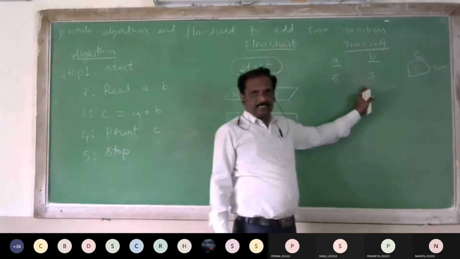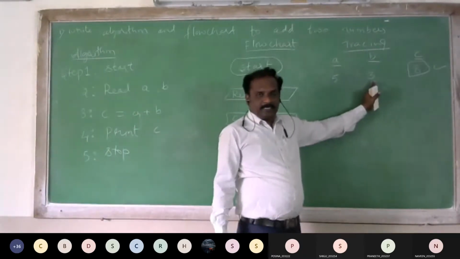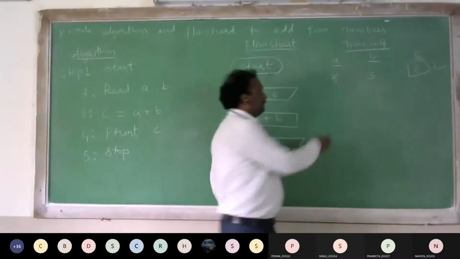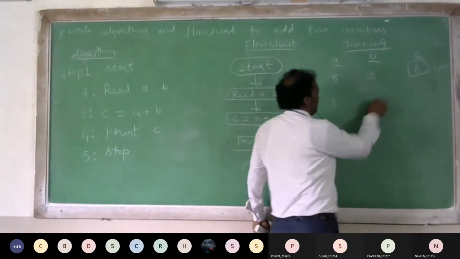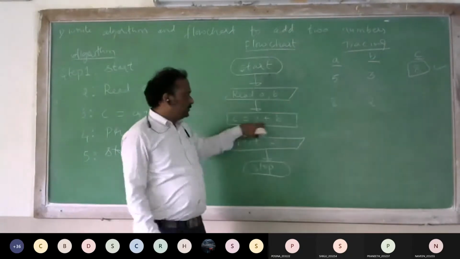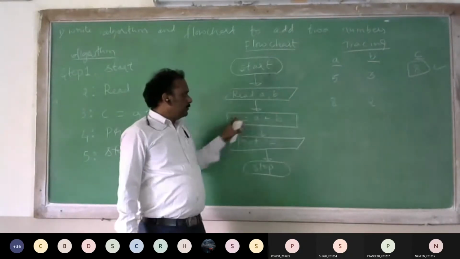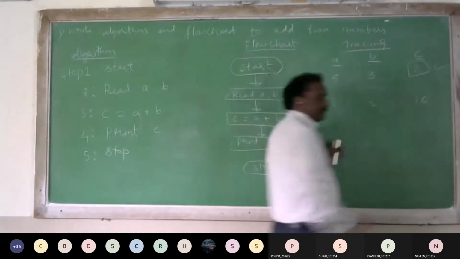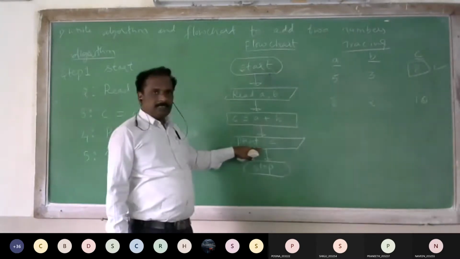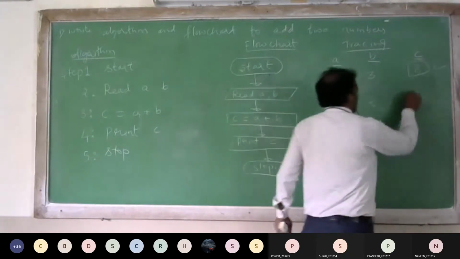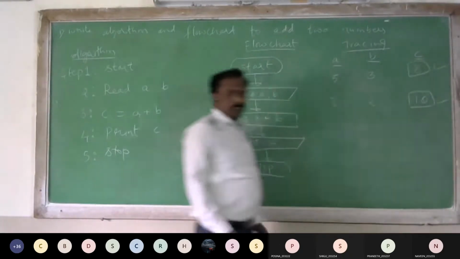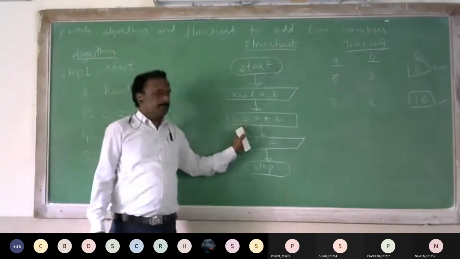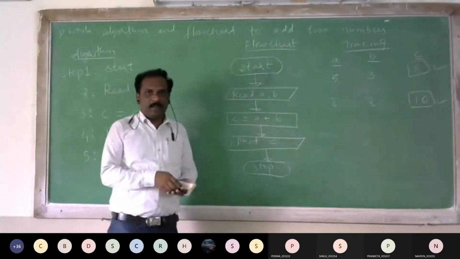This is tracing, checking whether we are getting the correct output for different values of A and B. Like if I take A is equal to 8, B is equal to 2, C is equal to A plus B. 8 plus 2 is stored in C. Then I am displaying the C value. So this is the output. This is about algorithm, flowchart and tracing.